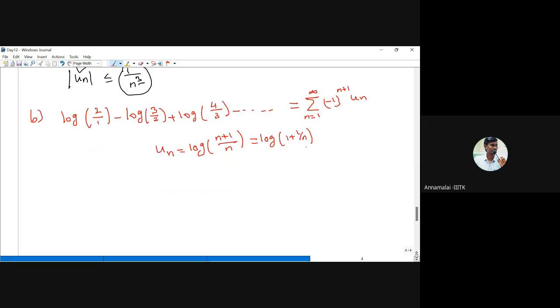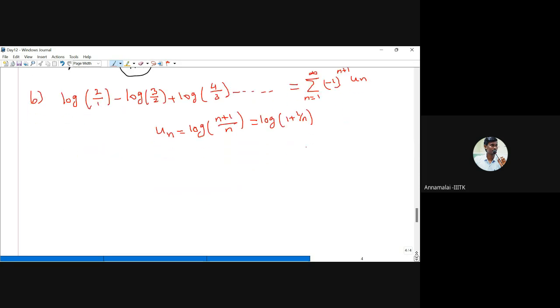We have to check whether this un is positive or not. If we substitute n equal to 1, log 2 is positive. If you substitute n equal to 2, log of 3 by 2 is again positive, and so on. So therefore, this log of 1 plus 1 by n is always positive for any natural number. Therefore, this un satisfies the first condition. Now, we have to check whether this is decreasing or not. So therefore, we have to show that un plus 1 is less than or equal to un. Okay, that is what we have to prove.